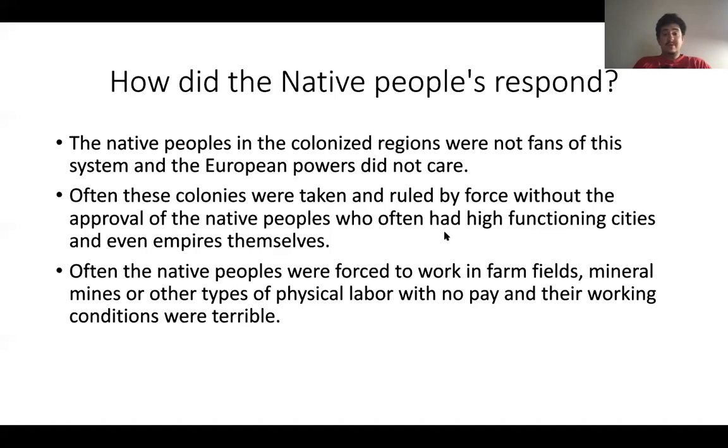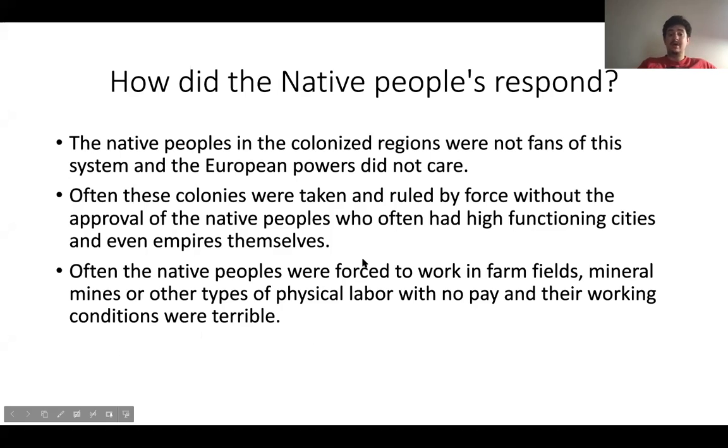So native peoples did not respond too well to this, obviously, and the Europeans didn't care. Often these colonies were taken and ruled by force without the approval of the native peoples, who, before the Europeans showed up, had high functioning cities and even their own empires. Their only downside was they were just militarily and technologically behind Europe. And that is kind of what caused them problems.